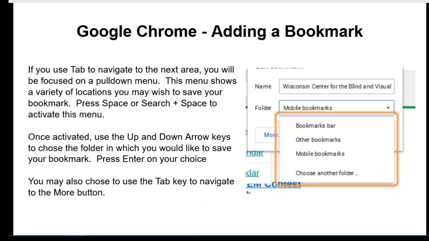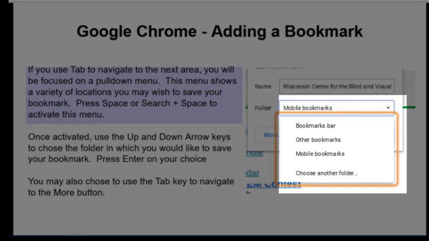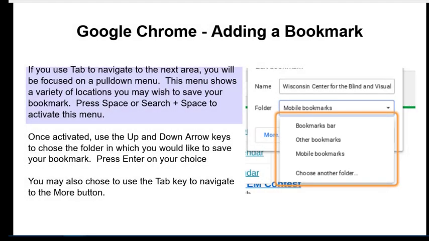Another part of adding a bookmark is making sure that you know where you saved it. Otherwise, having that bookmark really isn't going to do you quite as much good as you might like. You can use the tab key to navigate to that next area, and you'll be focused on a pull-down menu. And the menu shows a variety of locations where you might want to save that bookmark. To open that pull-down, you're going to do Space or a Search plus Space. It's kind of touchy. I'm not really sure which one works the best, but try both of them. Once that's activated, the up and down arrow keys will navigate that box, and you can choose which one of those places to save your bookmark and then just press Enter.